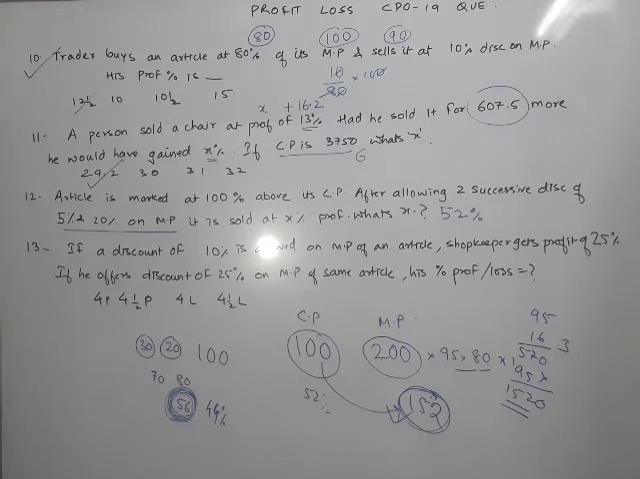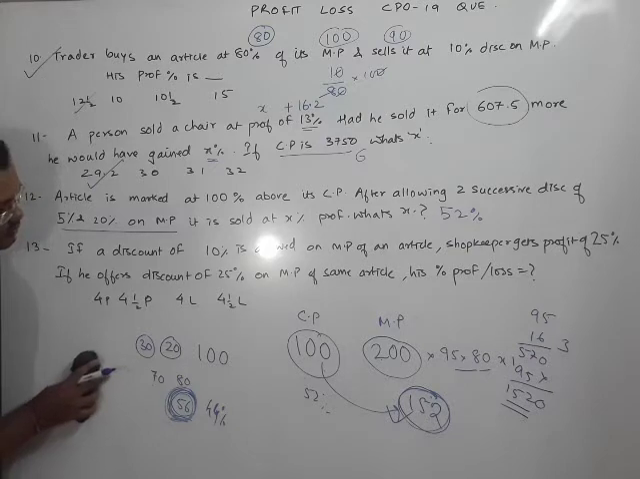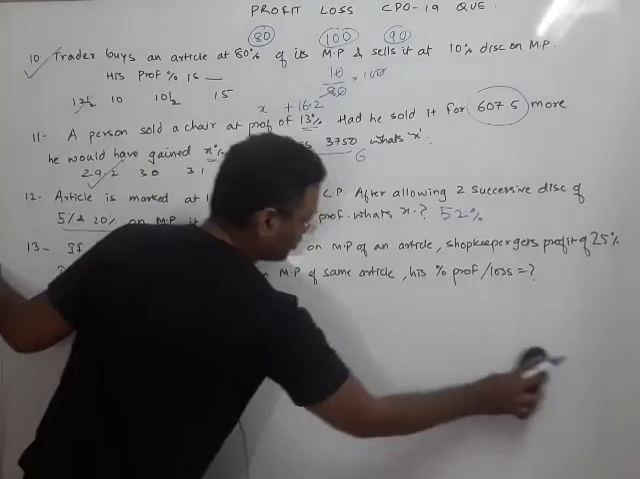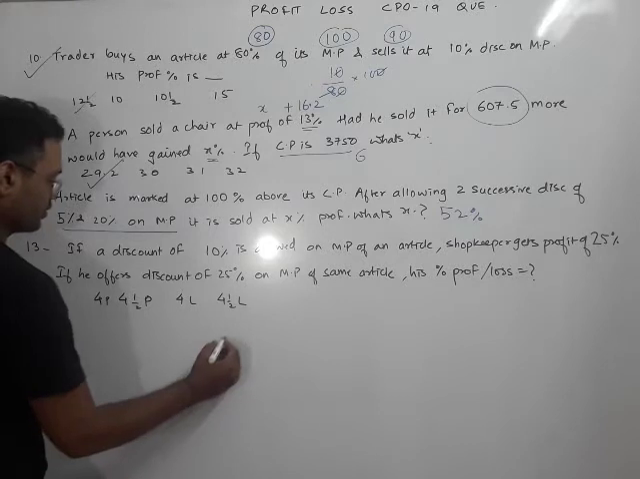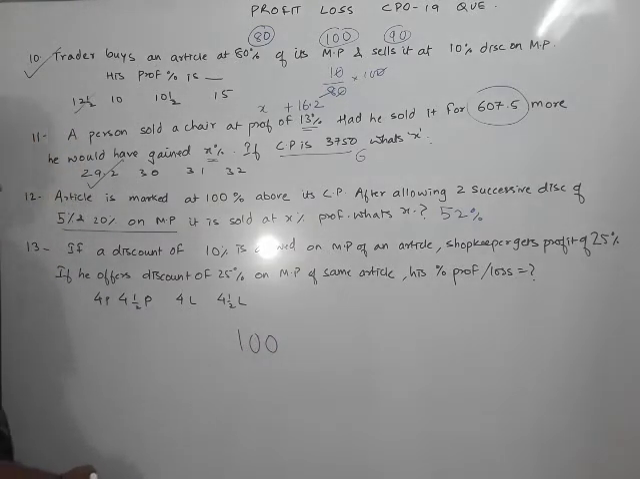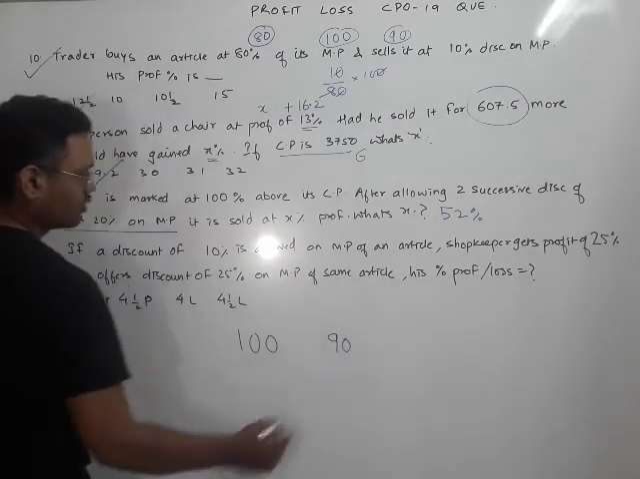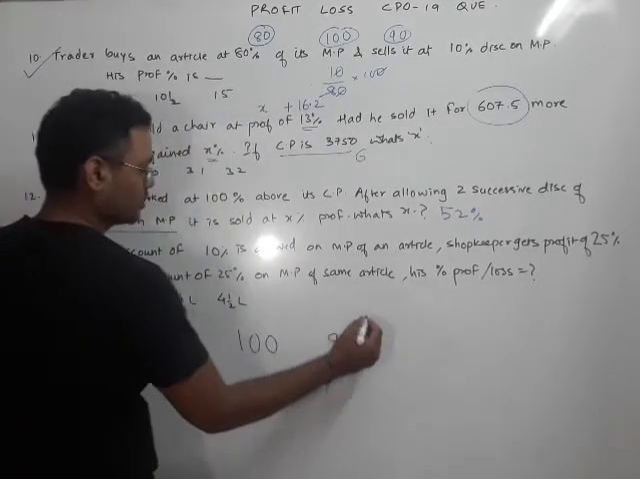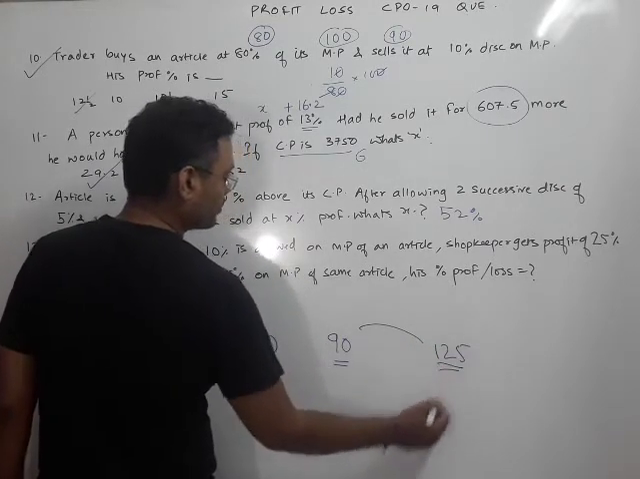Last question. If a discount of 10% is allowed on the mark price of an article, the shopkeeper gets a profit of 25%. The mark price of an article is this. A discount of 10% is allowed, means 90 rupees. If discount is allowed, he is still getting 25% profit, means he is getting 125.